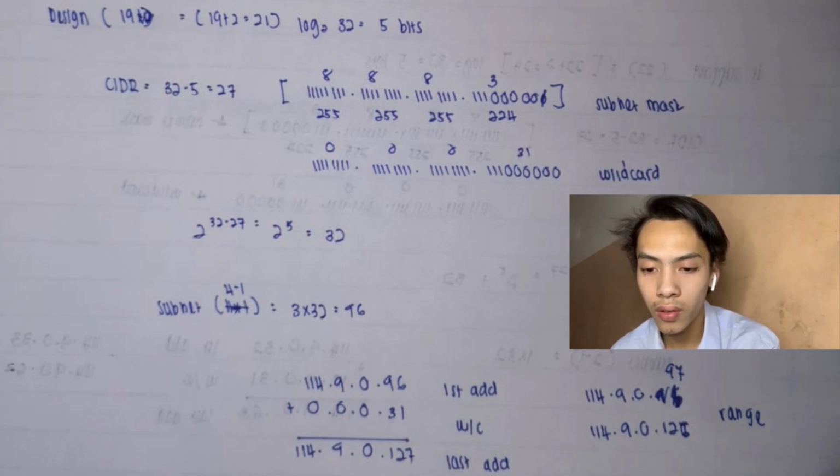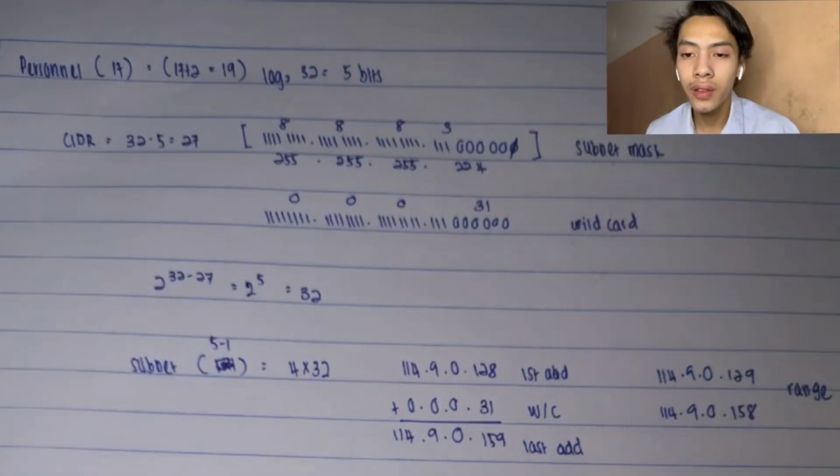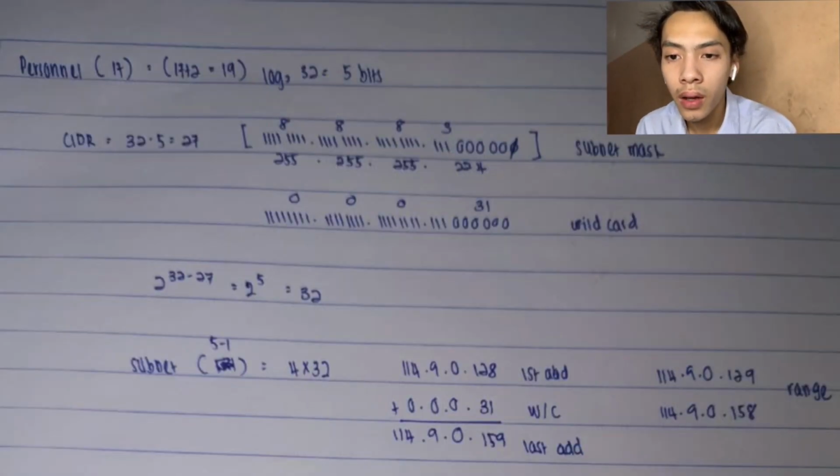So the first address is 114.9.0.96, the wildcard is 0.0.0.31, and the last address is 114.9.0.127. Then for the range, we plus 1 to the first address and minus 1 from the last address.